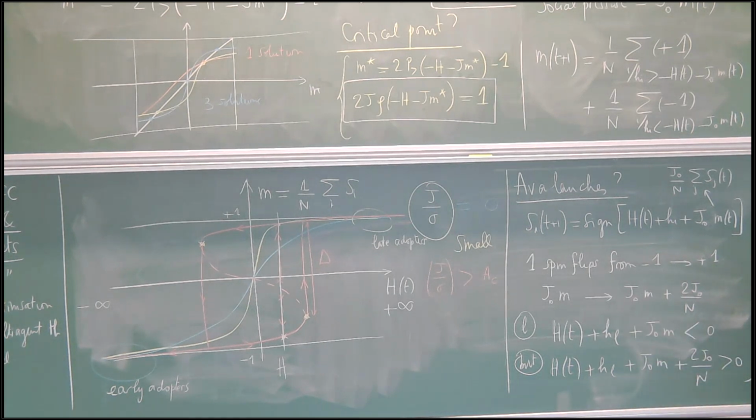And if this probability is greater than 1, it's going to explode. And if this probability is less than 1, it's going to stop. So the question that I have to answer is simply, what is the probability that a given spin, or a given agent, is in a situation where these two conditions are simultaneously obeyed?